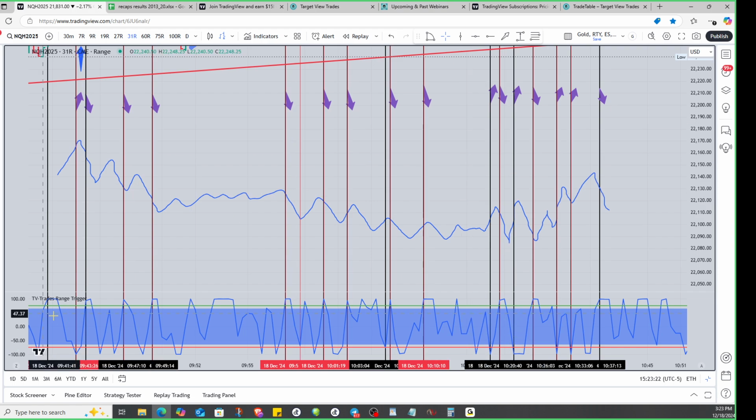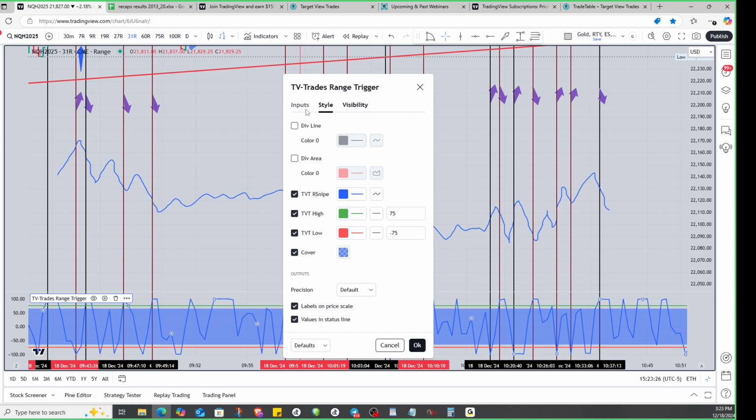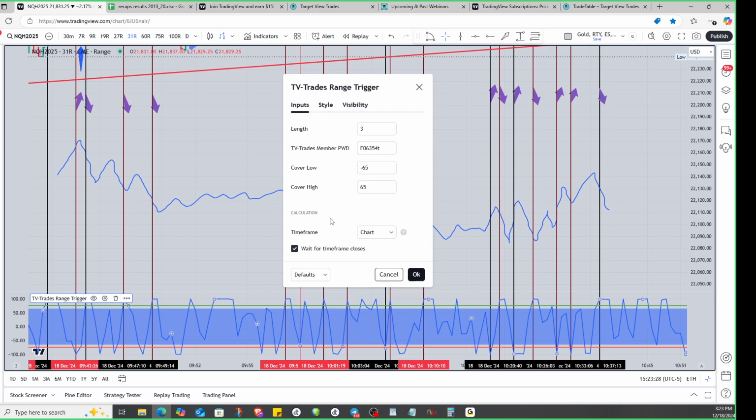What you guys have access to by having the latest TV trades range trigger. In here, you put in the password. There's the password right there, right? If you don't have that password in there, let me get rid of the password. If you don't have the password in there, for the stuff that we're doing this morning, all that is still there.